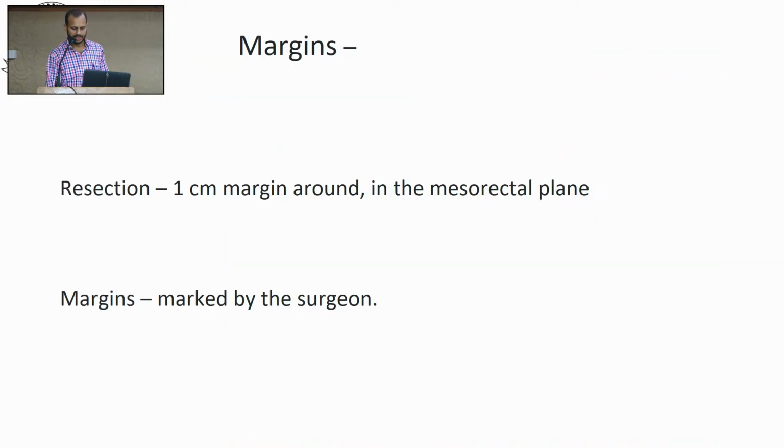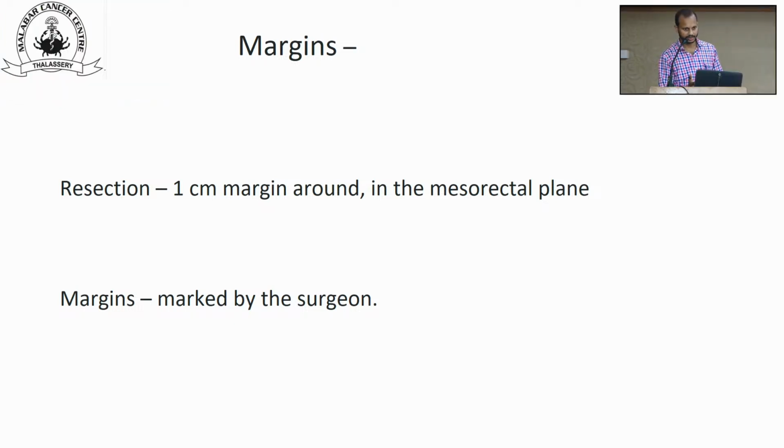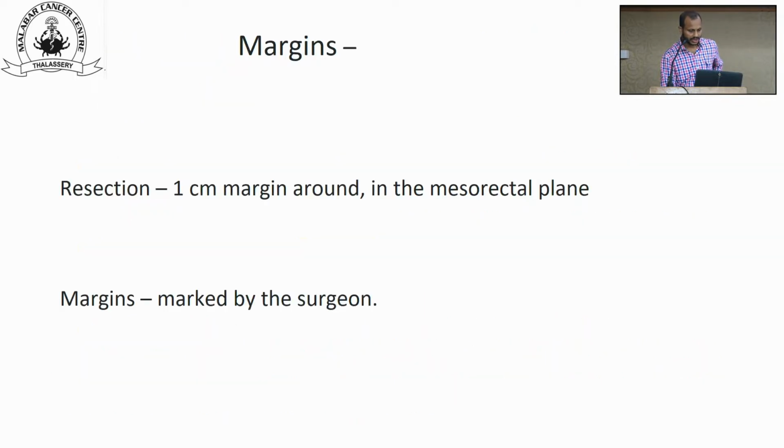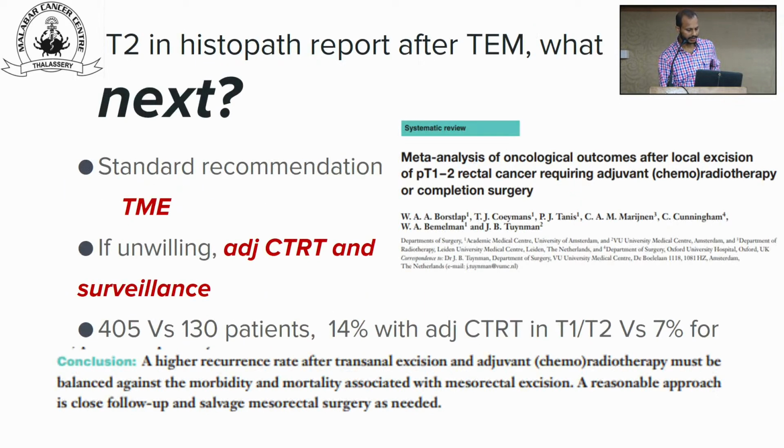Usually we give around 1 centimeter margin around the tumor, and we go till the mesorectal plane. We see the mesorectal fat and remove it. I said T2 in some of the scenarios I would like to tell you about. I think we will come back to it after the video.